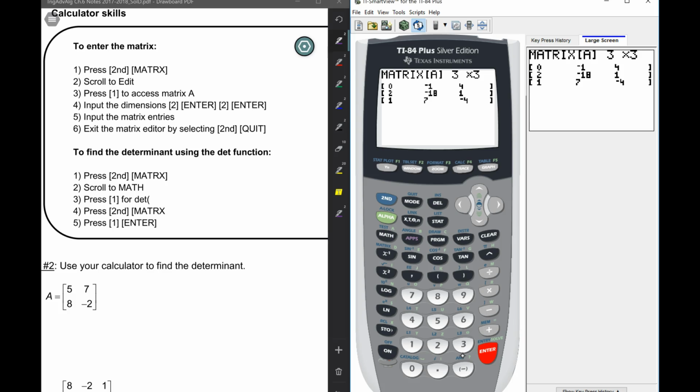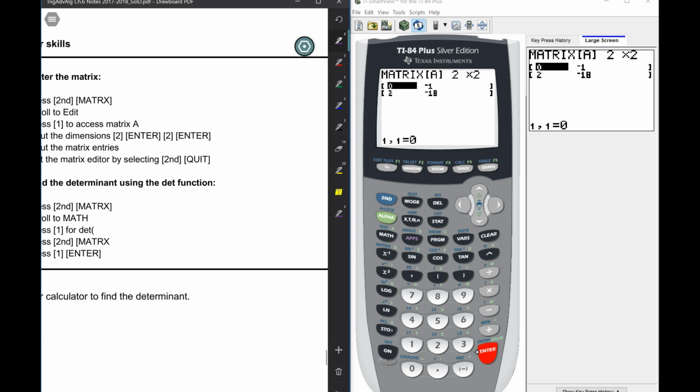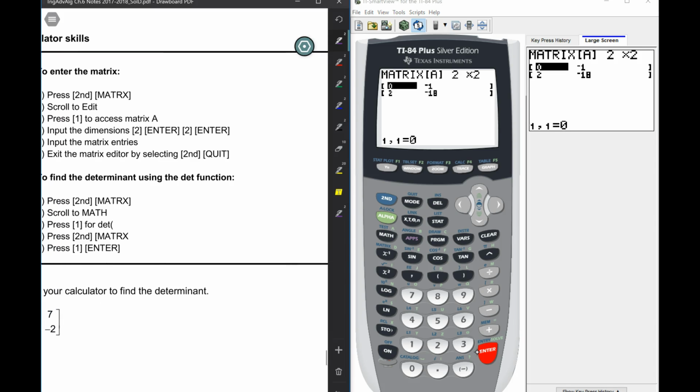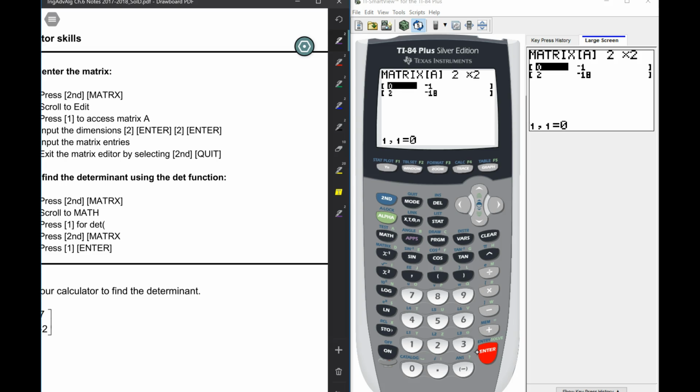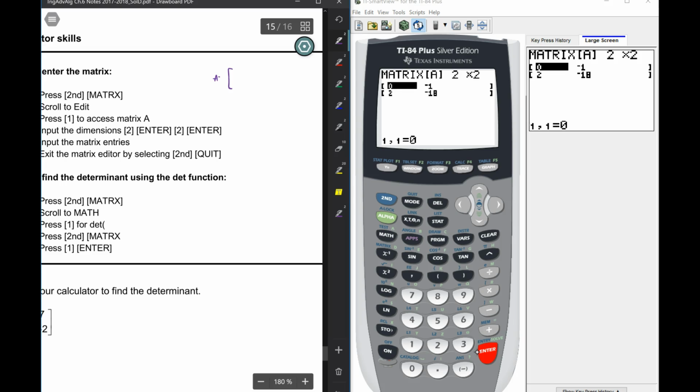Now, mine has some stuff in there, but yours, okay, so it says to input dimensions 2 by 2. So let's do 2, enter, 2, enter. So now you have a 2 by 2 template, right? So we're going to put in the following: 1, negative 3, 2, 1. All right, so let's put that in.